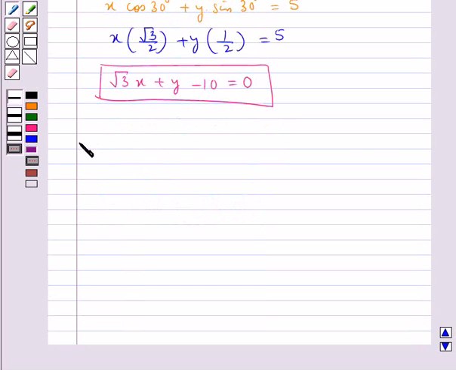This completes the session. Hope you have understood the various forms of the equation of a line.